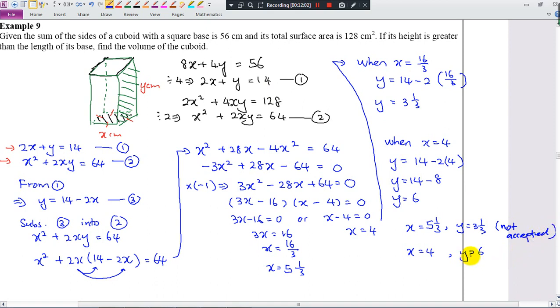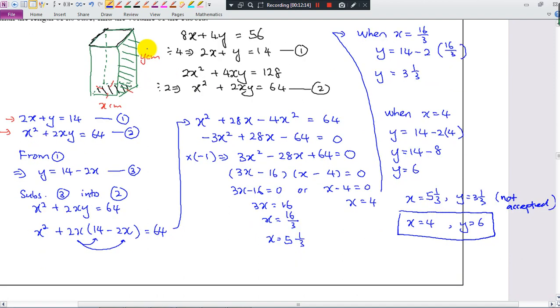This one, y is greater than x. This is the pair that we want. But we cannot stop here because the question is asking about the volume. So how to find the volume of this cuboid? I think it should be no problem. Volume of the cuboid is equal to, let me transfer all the values over here. So here will be equal to 4 and this will be equal to 6.